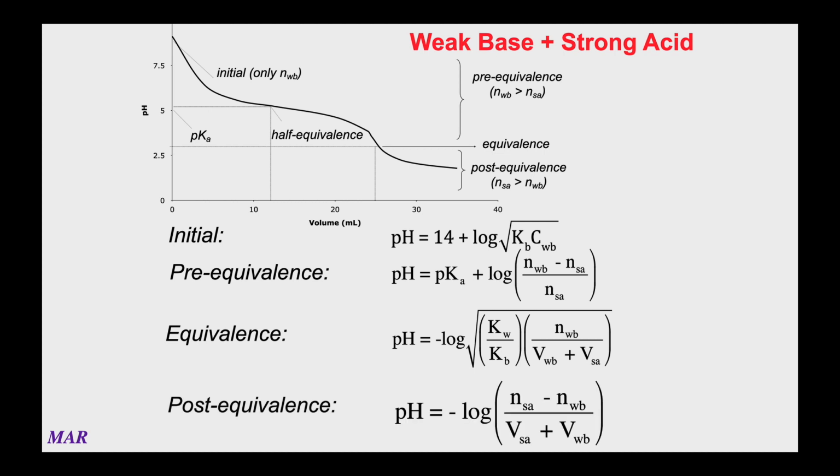And then finally, post-equivalence is where the strong acid dominates. pH equals minus log of NSA minus NWB divided by VSA plus VWB. That's a very similar equation to when you had the strong base plus strong acid post-equivalence. Instead of using NWB, I used NSB. Same thing. You're just substituting in the different values. When the strong acid dominates, it's always going to look something like that.